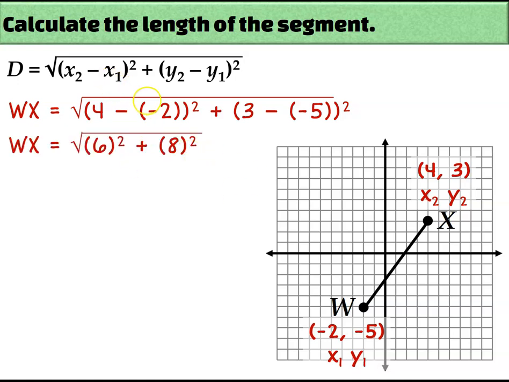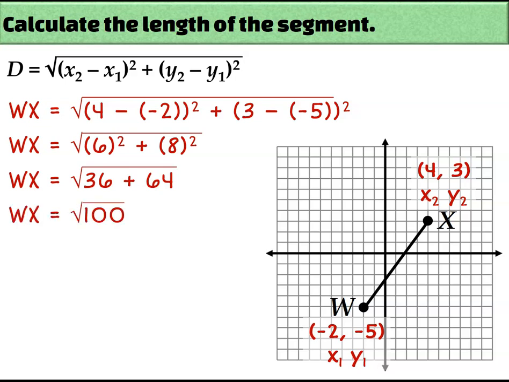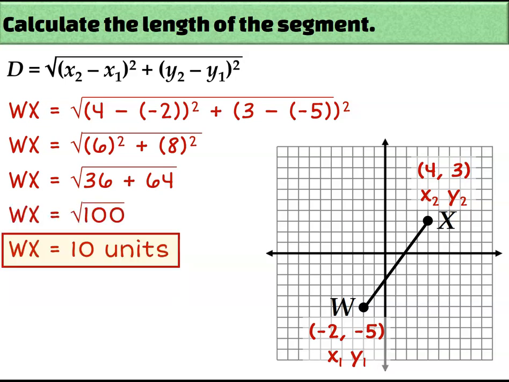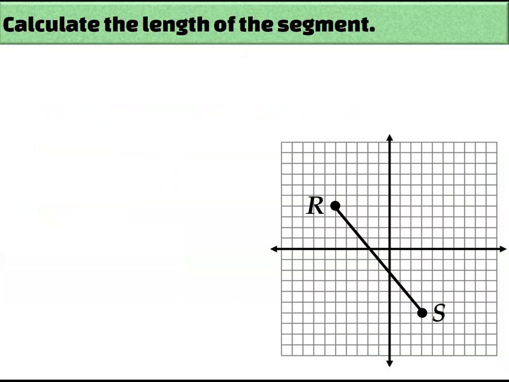4 plus 2 is 6, and 3 plus 5 is 8. 6 squared is 36, 8 squared is 64. 36 and 64 gives me 100, and the square root of 100 is 10. So WX is 10 units long. Let's try another example. S is the point 3, -6, I'll call that x1 and y1. And R is the point -5, +4, I'll call that x2 and y2.